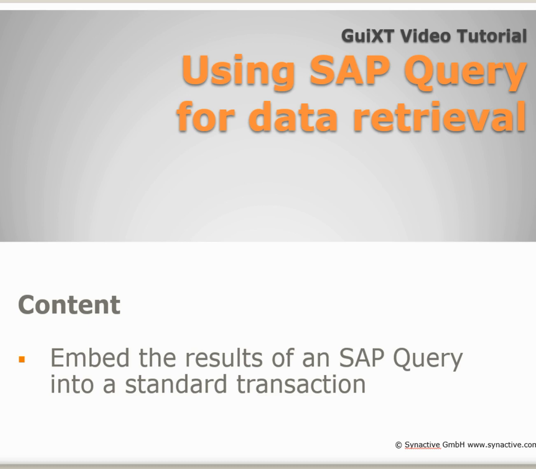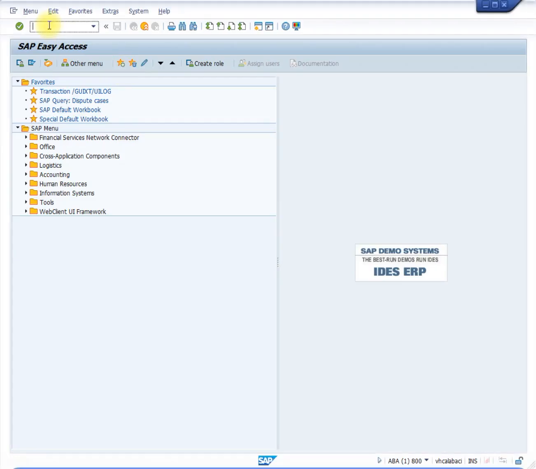This tutorial demonstrates how the results of an SAP query can additionally be displayed in a standard transaction using GUI-XT. The benefit to the user is that the information is immediately available and does not have to be called up in a new mode. Our example today will focus on the maintenance of payment transactions in the general data record of transaction XD02.